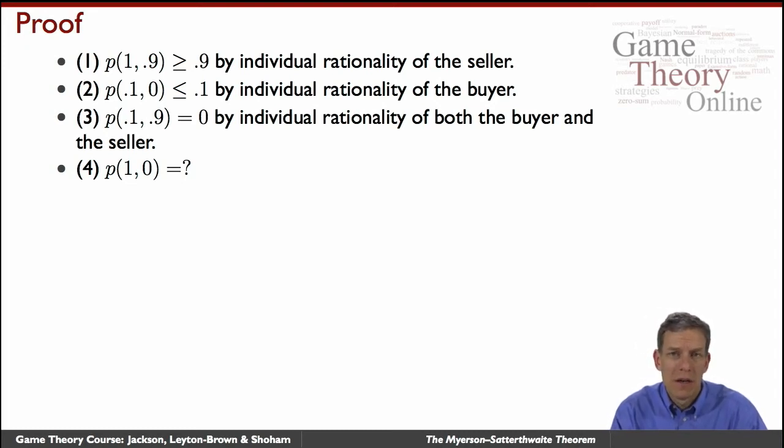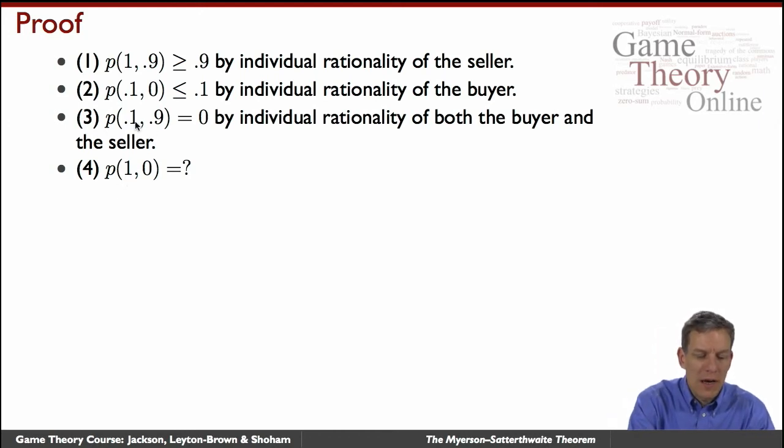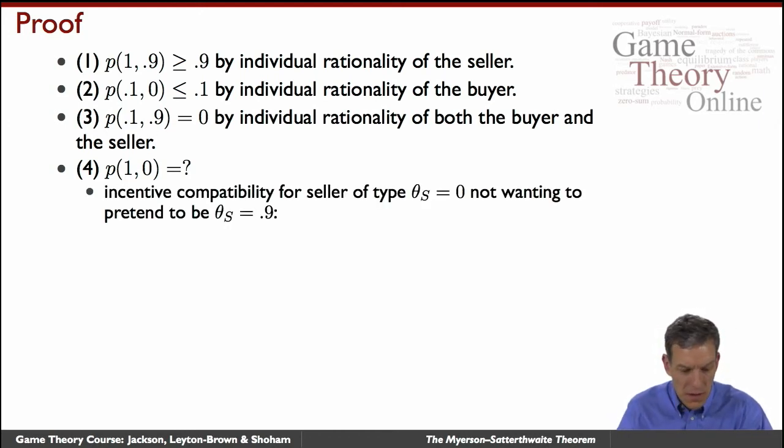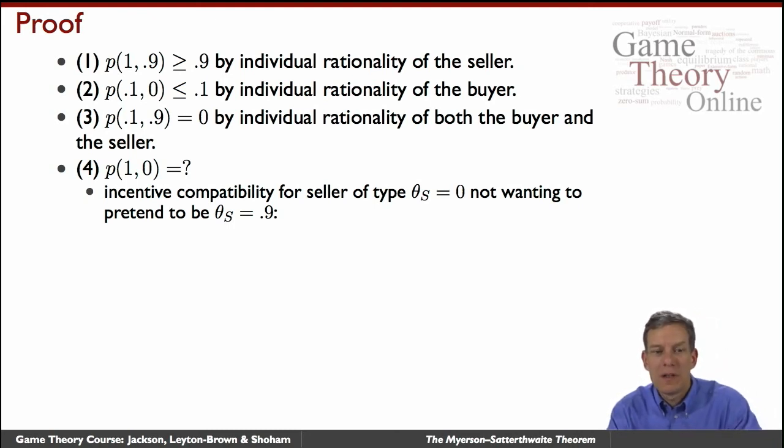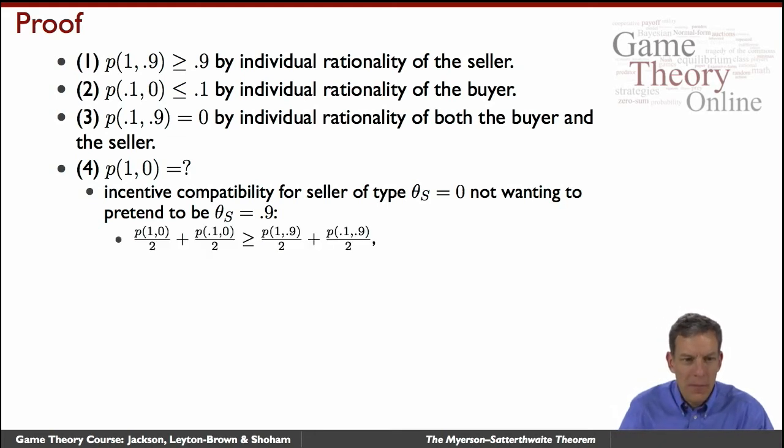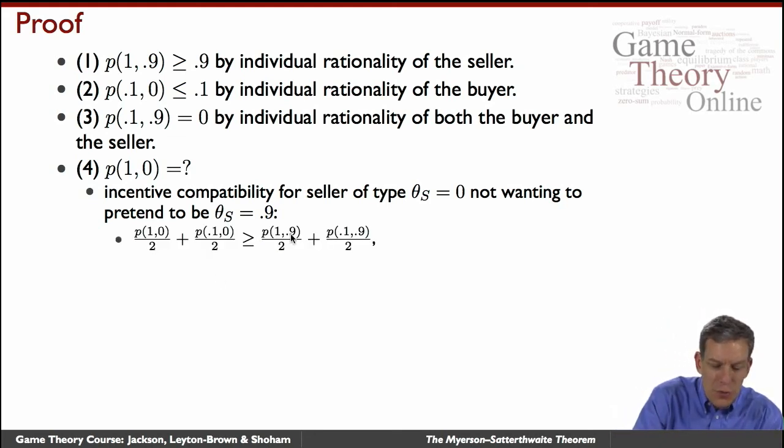So now we want to check what's going to be true so that the people want to tell us what their actual values are. Okay, so incentive compatibility for the seller of type 0, not wanting to pretend to be a 0.9 type. Let's go through that. If I actually truthfully say that I'm a type 0, what am I going to get?